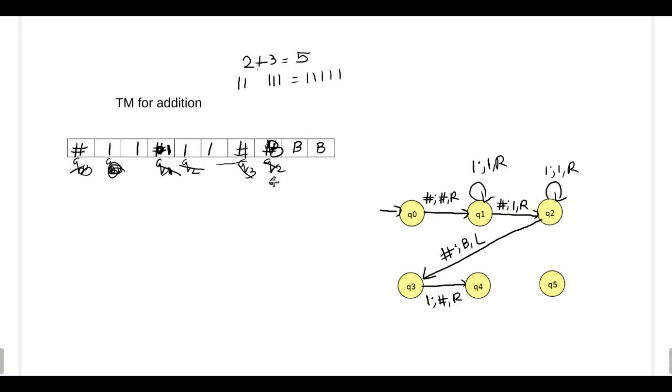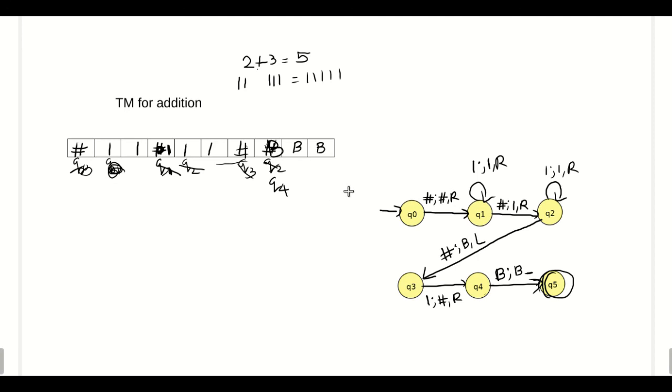The next state will be q4, and from q4 we will see the blank symbol. We will keep that blank as it is, and the machine will halt. So q5 will be the final state. You can make q4 also the final state. There is no need to check whether the blank will be there or not.